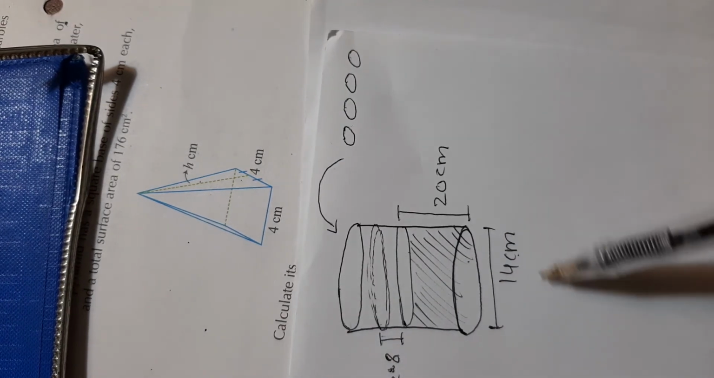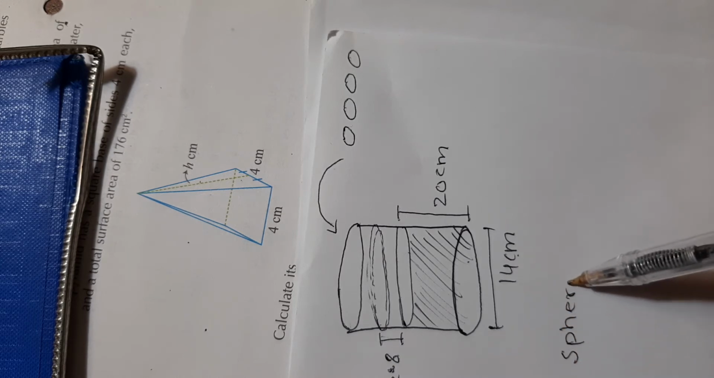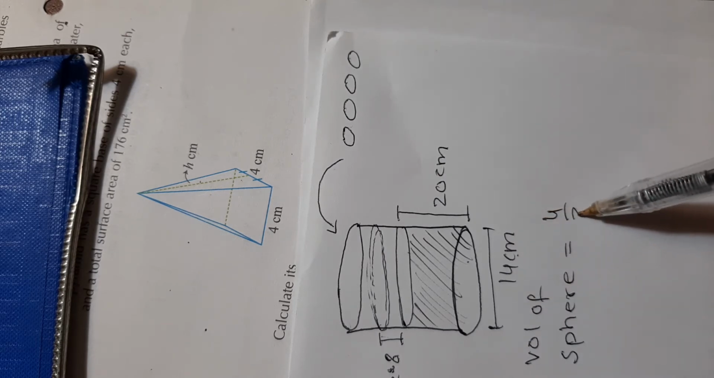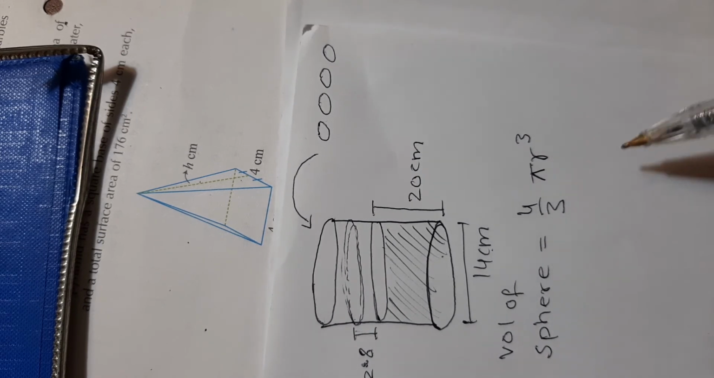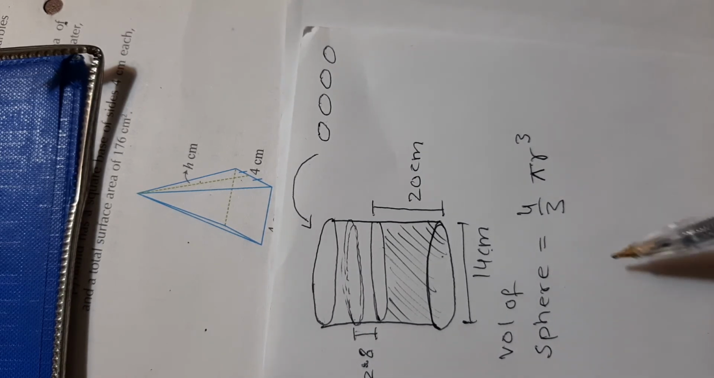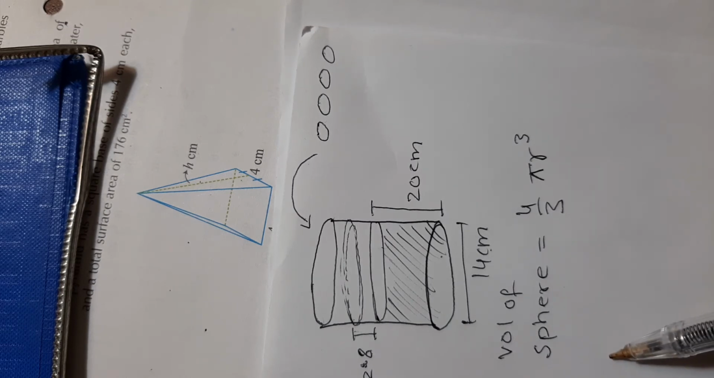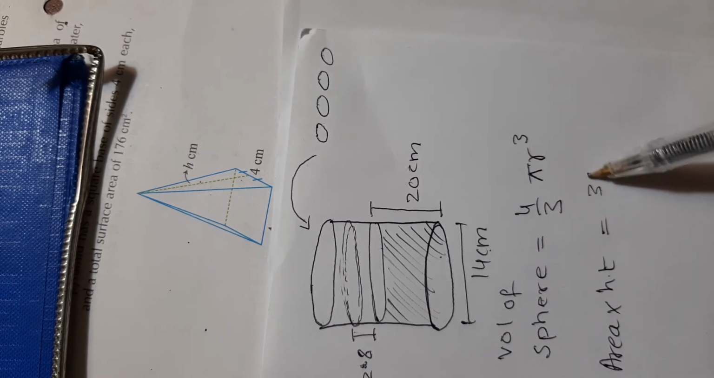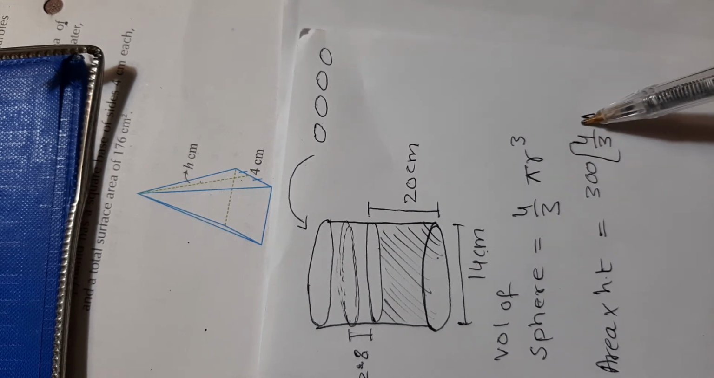Because the balls are spherical, we use the formula for the volume of a sphere, which is 4 by 3 pi r cube. This is the formula for one sphere, and we have 300. Volume is basically area into height, and that is equal to 300 because we have 300 balls, times 4 over 3 pi r cube.